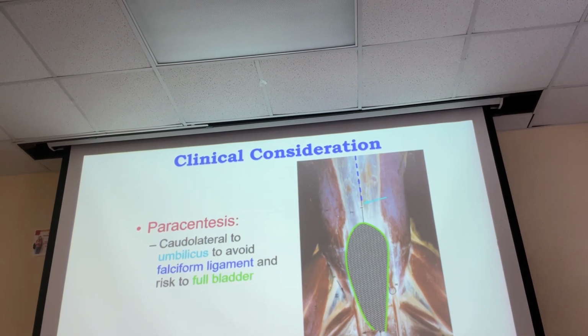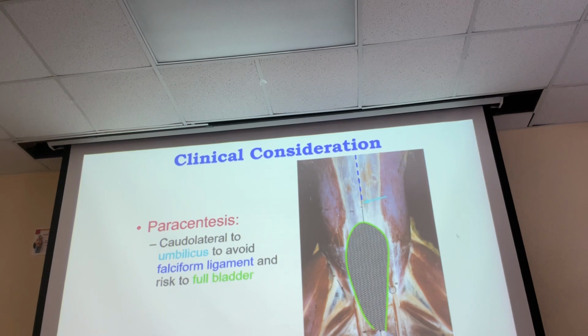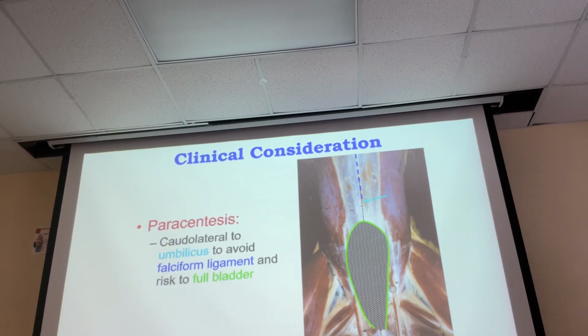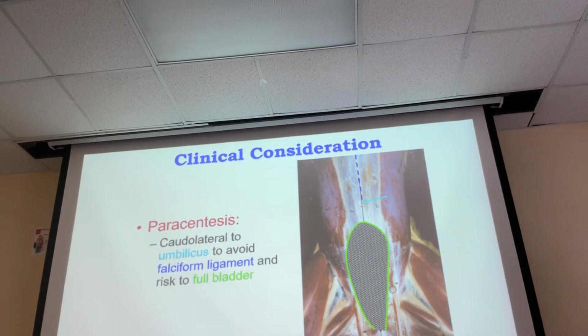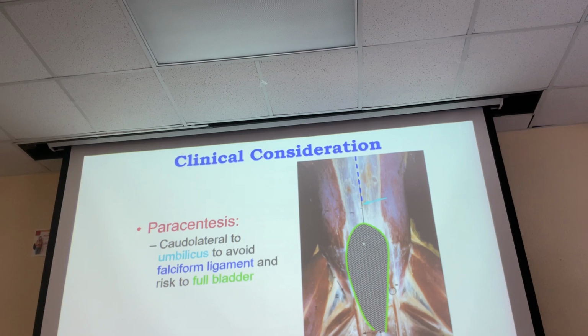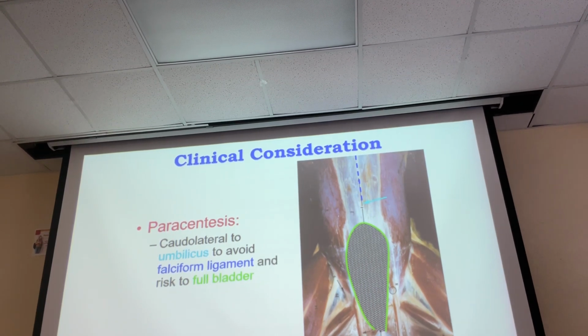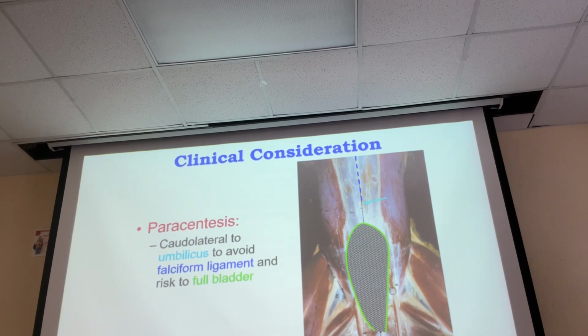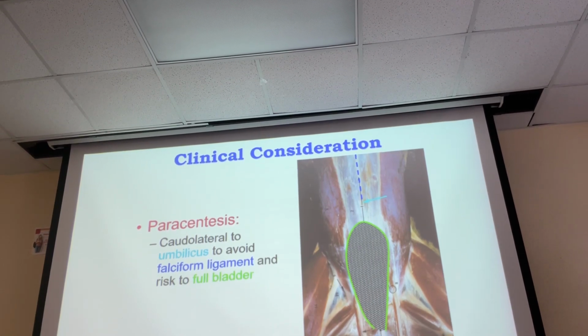Because the bladder, when it is extended, gets very close to the level of the umbilicus. So you go caudolateral to that. By doing that, you'll be avoiding the bladder, especially if it is full, and also you're going to be avoiding what? The falciform ligament, because it is full of fat, you're not going to be able to obtain any fluid.